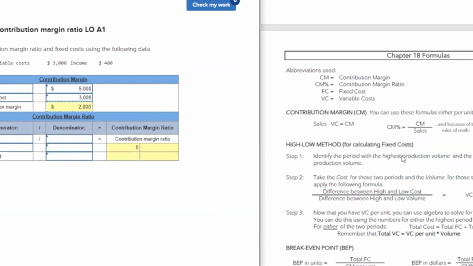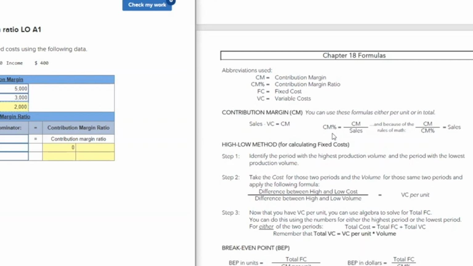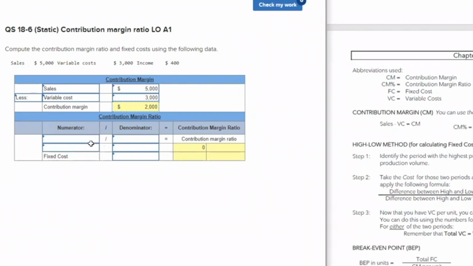Another formula you might need is your contribution margin ratio. The percent sign means ratio. Contribution margin percentage, contribution margin ratio, same thing. And that's your contribution margin divided by your sales. And because of the rules of math, you could rearrange it like this. So the contribution margin ratio, again, is contribution margin divided by sales. And our contribution margin we already calculated is 2,000. Our sales are 5,000 as given to us. So that's a 40% contribution margin ratio. Out of our sales, 40% of our sales is contribution margin. It's going to help cover our fixed costs.